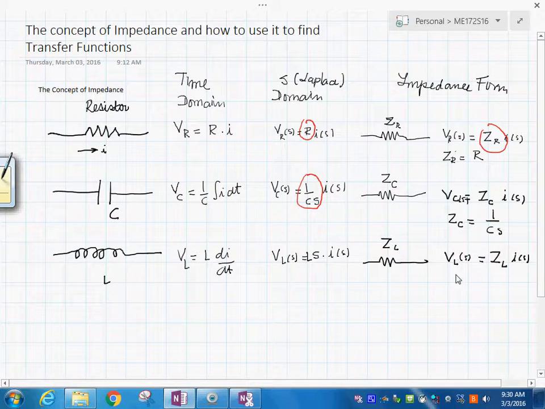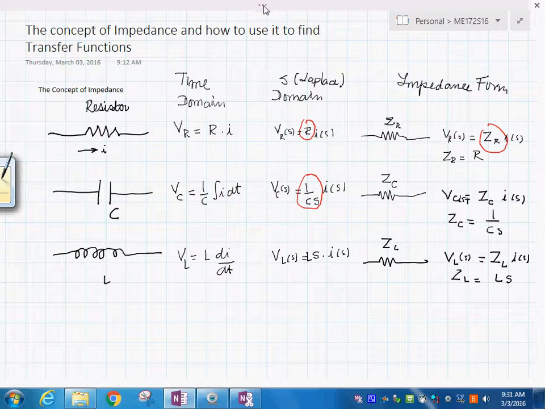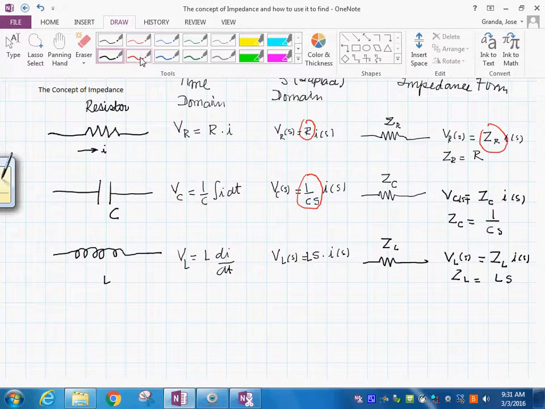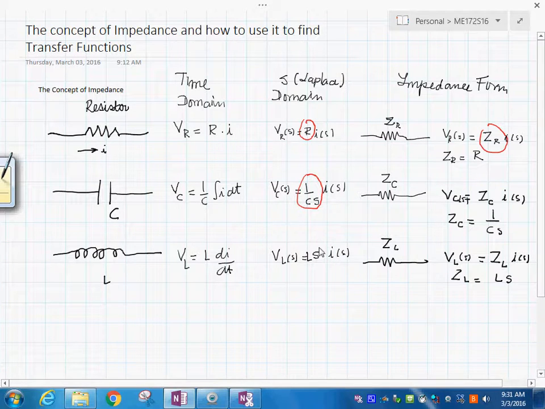Just to drive the point across, this Z of C is 1 over CS, and then the impedance of L is S times L. So if this is true, then we can actually build a circuit and use these equivalences.